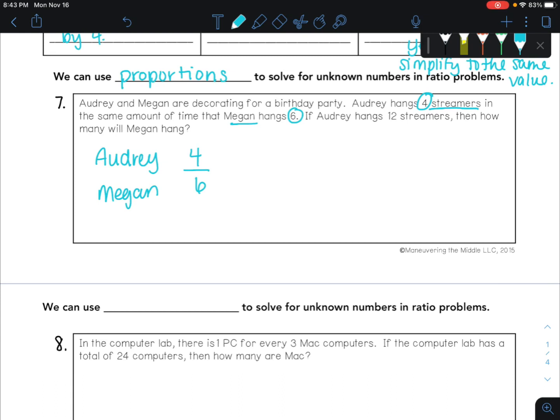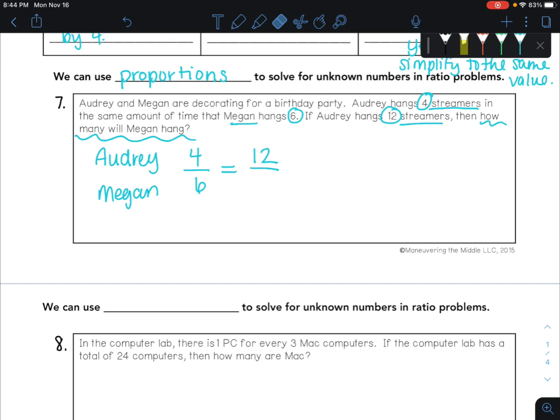If Audrey hangs 12 streamers, then how many will Megan hang? So we don't know how many Megan's going to hang, all right? So we could say, okay, if instead of 4, Audrey's number turned into 12, what would that mean that Megan's number was going to be?